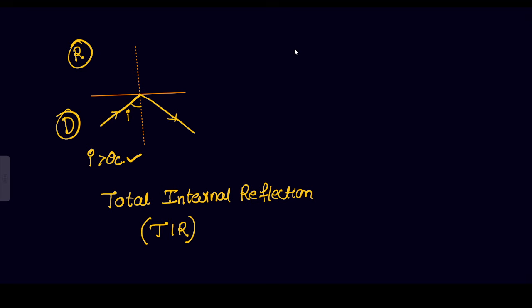Now here you need to observe the three conditions. If the angle of incidence is less than the critical angle, then what happens? A refraction takes place. In this case, a refraction occurs.